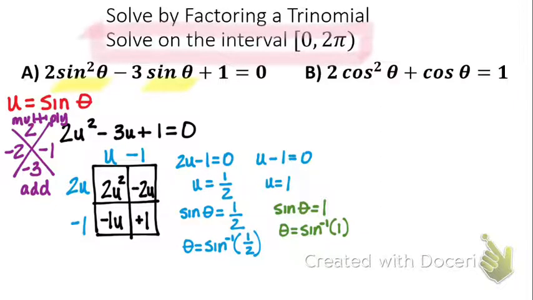Okay, so my first solution, and I'll write it at the top, is theta would equal, so where is sine equal to positive 1/2? The first place is pi over 6. And then where else is sine 1/2? 5 pi over 6. And then where is sine equal to 1? Pi over 2. And those are your 3 solutions right here.